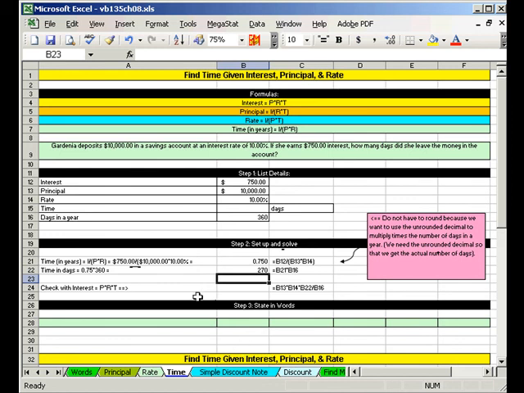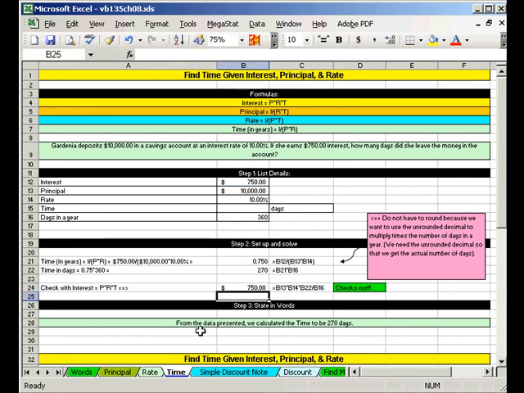Let's go ahead and check this. Principal times rate times time will give us interest, so equals the principal times the rate times, and we could do this, let's do that, the time divided by 360, and that will give us our interest, 750. Hey, it checks out. How do you like that?